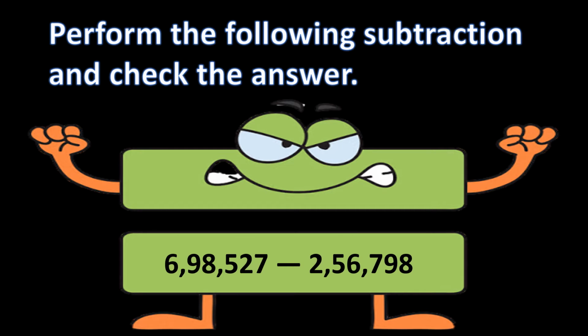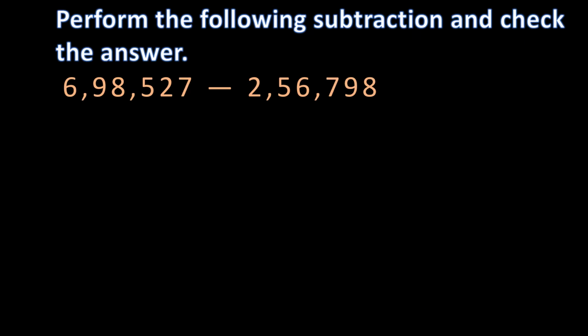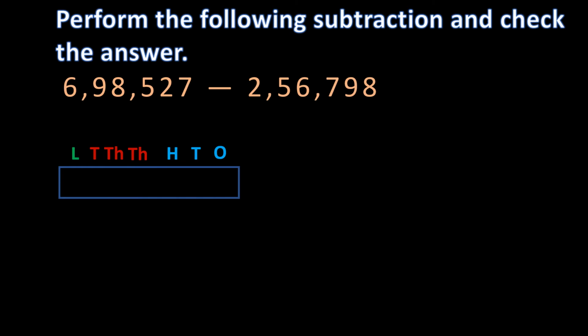Perform the following subtraction and check the answer. 6,98,527 minus 2,56,798. Look, it is a 6-digit number. So first we will write all 6 places: ones, tens, hundreds, thousands, 10,000s and lakhs. Then draw a carry-on box. Arrange the numbers according to their place value and subtract column-wise.